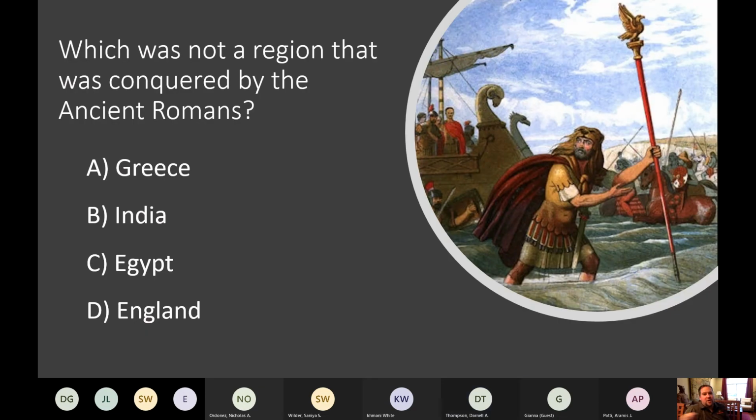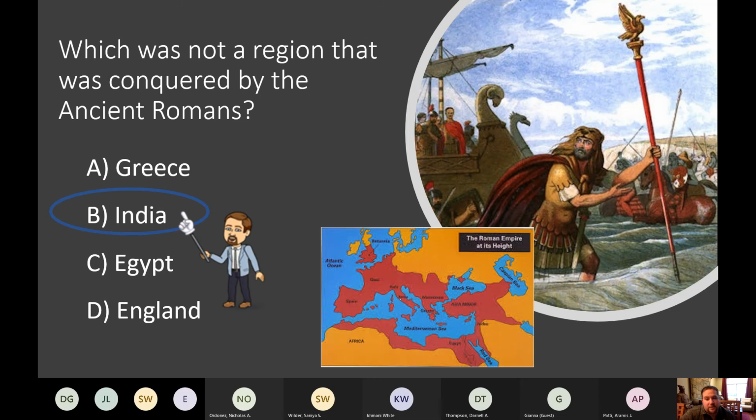All right, couple questions, then we're done. Which was not a region that was conquered by the ancient Romans? Greece, India, Egypt, England. So 3 of these Rome conquers, 1 of them they do not. Let's see. Nicholas, what do we think? England? England, they actually do end up conquering, believe it or not, as far away as England. Let's see. Evan, what do we think? India. I would agree. Good job. See that whole territory there in red is all controlled by Rome, including England up to the north there on the island.